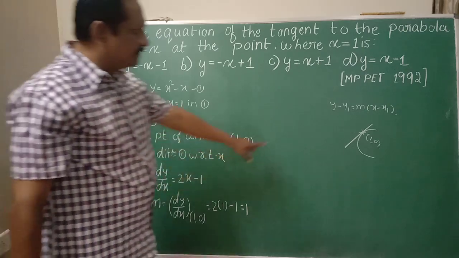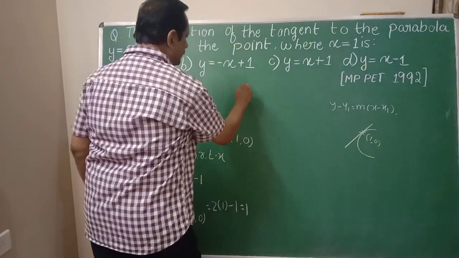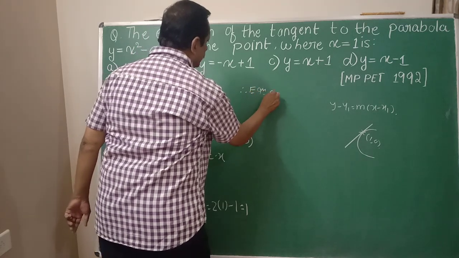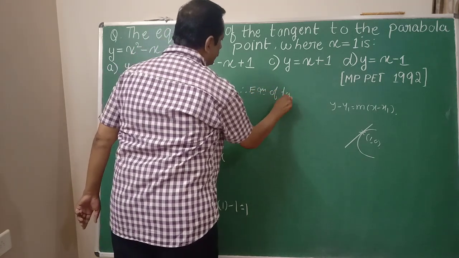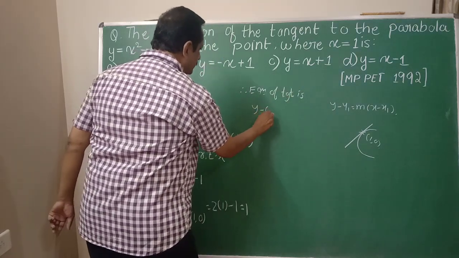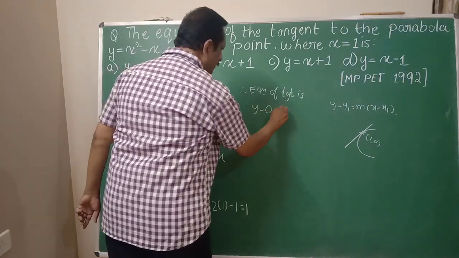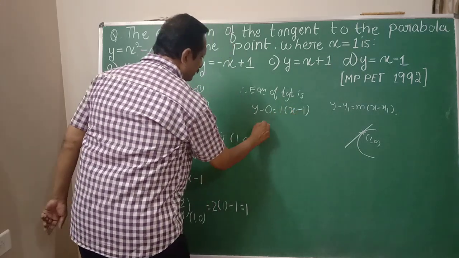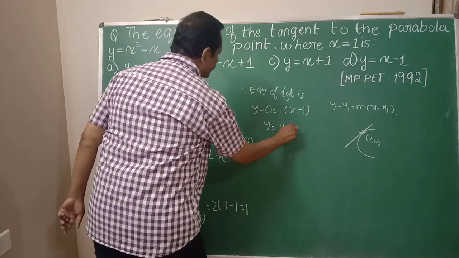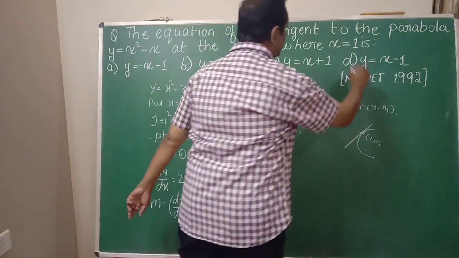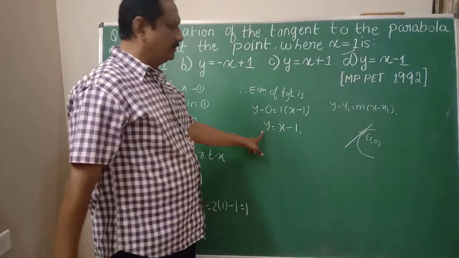Therefore use this formula. The equation of tangent is y minus 0 is equal to 1 into bracket x minus 1. Therefore y is equal to x minus 1. So hence D is the correct option here. y is equal to x minus 1.